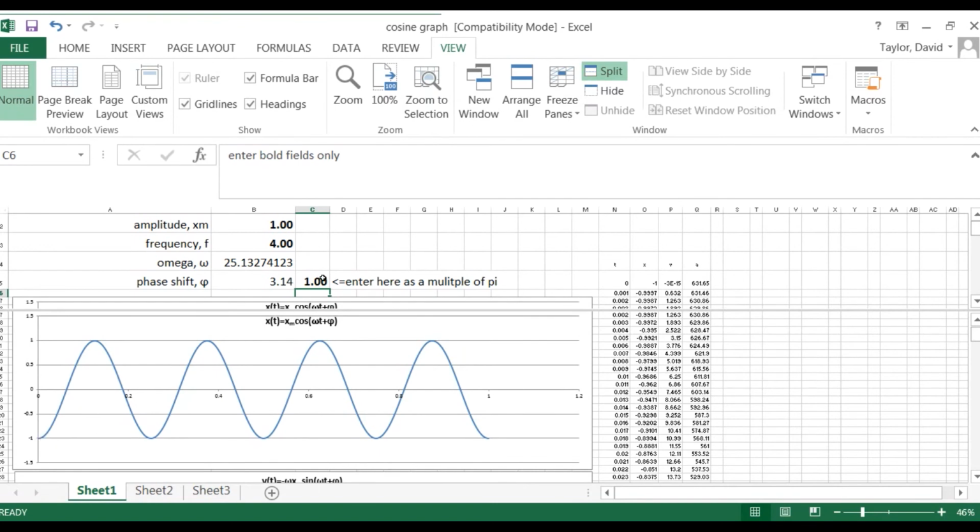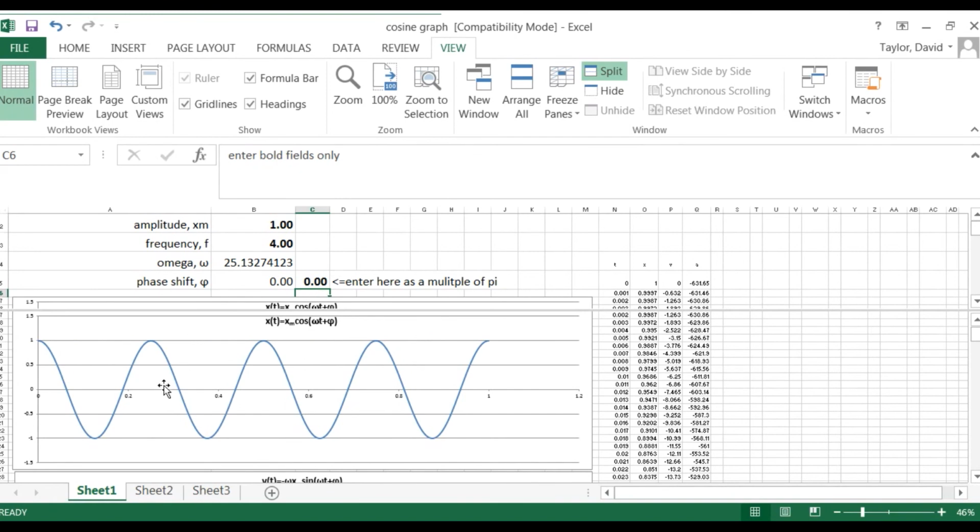Notice that when I use a positive phase shift, the graph seems to shift to the left. So if I enter a positive phase shift, it looks like my graph shifts in the negative direction. The reason for that is because I've shifted my starting point to the right, and when I then move that over to time t equals 0, it causes the whole graph to shift to the left.